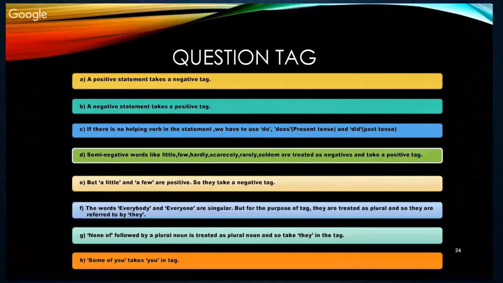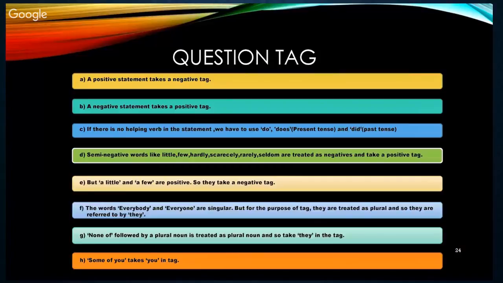A small recap again: a positive statement takes a negative question tag. A negative statement takes a positive question tag. If there is no helping verb, that is, if there is no auxiliary in the statement, we use do, does, or did. Do and does are used in the present tense, depending on whether the subject is singular or plural, and did in the past tense for both singular and plural.